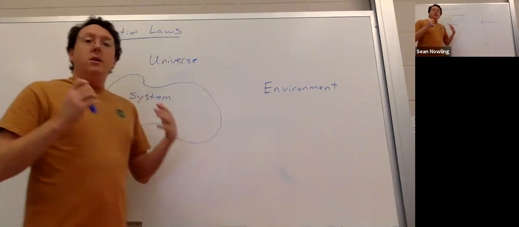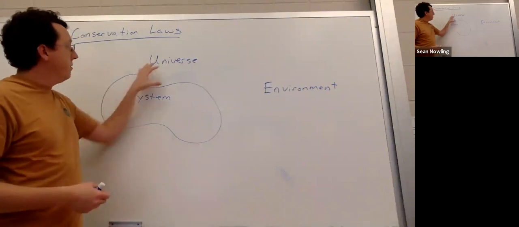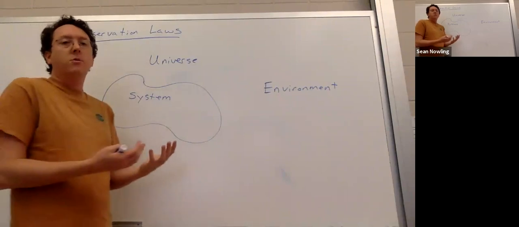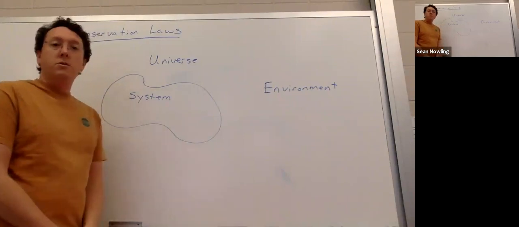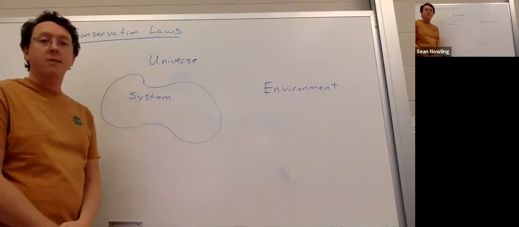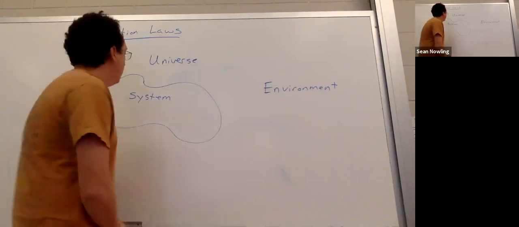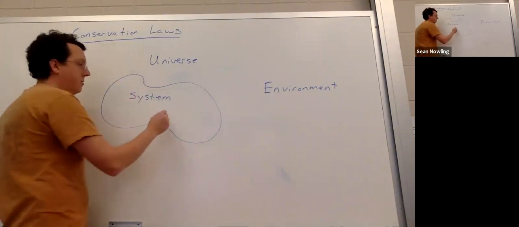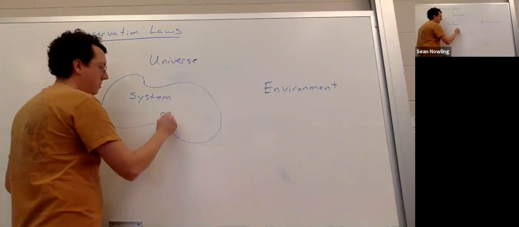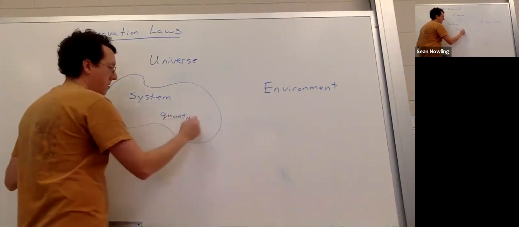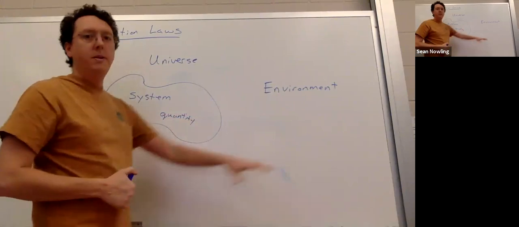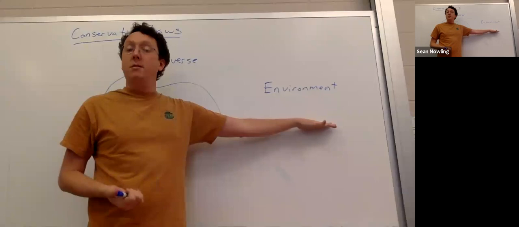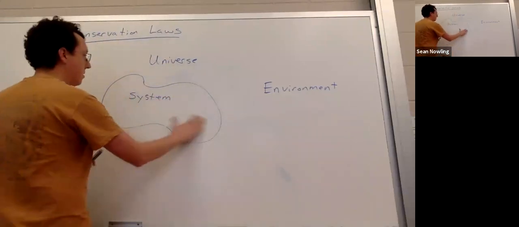Okay, so you break the universe up into system and environment, and then you have some sort of quantity that you want to count. It's really just that. It's like counting marbles in a jar. So inside the system, there's some quantity. And presumably the environment has some bit of that same stuff as well. Okay, so maybe I shouldn't call it quantity. Let's just call it stuff.